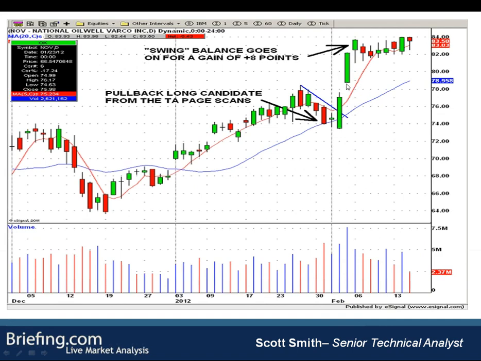You could see it actually gapped up the next day to about 79. You could have trimmed more profits off if you had some size to do so. It got to 80. I think that's where I recommended taking most of the remaining balance off. And now we're still holding it.